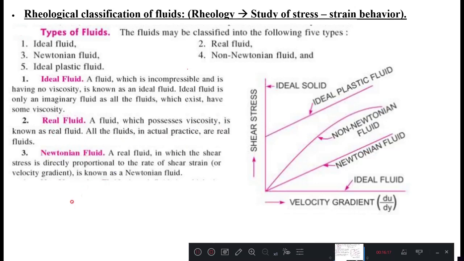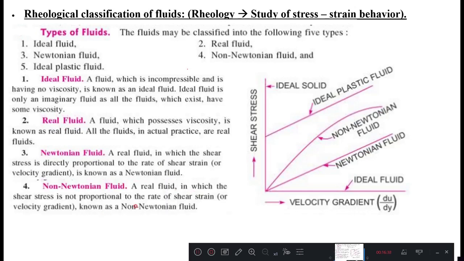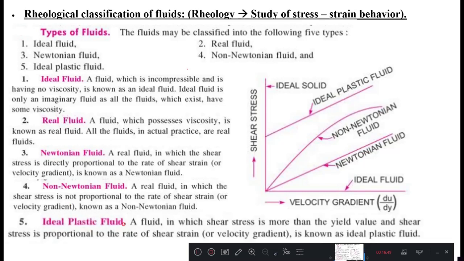And one more is the Newtonian fluid. A Newtonian fluid is a real fluid in which the shear stress is directly proportional to the rate of shear strain or velocity gradient. Or the fluids which obey Newton's law are called Newtonian fluids. A non-Newtonian fluid is a real fluid in which the stress is not proportional to the rate of shear strain or velocity gradient. An ideal plastic fluid is a fluid in which the shear stress is more than the yield value and shear stress is proportional to the rate of shear strain or velocity gradient.